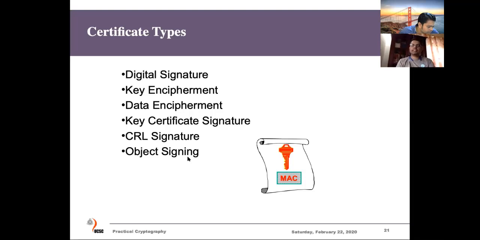Basically, when you get a certificate from a certification authority, that certificate can be used for multiple types. So for example, most public key certificates, when you get them, are for digital signature, key encipherment, and data encipherment. These three types are included by default. If you get a public key certificate for your certification authority, they are usually of these types: key certificate signature, CRL signatures, and object signing types. You will understand those things in a minute when I describe it in detail.